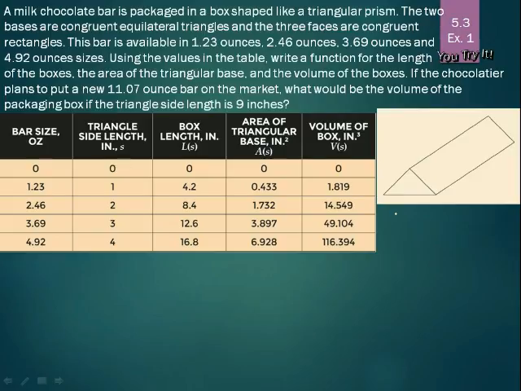Okay, so it asks us here, using the values in the table, to write functions first for the length of the boxes, the area of the triangular base, and the volume of the boxes. Let's notice we're going to be doing these last three columns, finding the functions for those. Our input is going to be the side length s, since it's L of s, A of s, and V of s. Let's note first of all that it has a delta x equal to 1, since it goes from 0 to 1, 1 to 2, and it just increases by 1 each time.